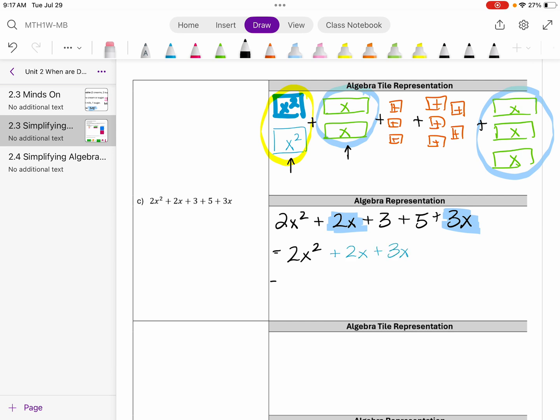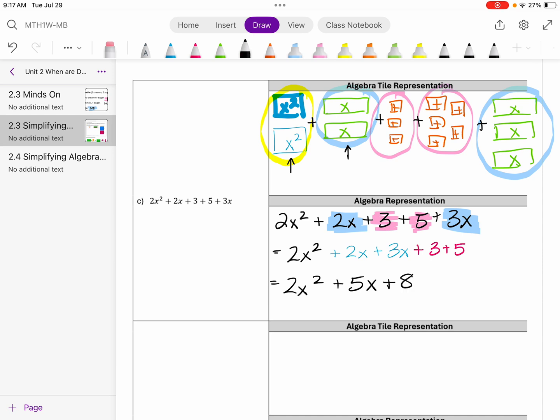And when I look at that, 2x squared plus 3x, that's going to give me a total of 5x. And then I have these 3 tiles and these 5 tiles. Those are like terms because they're the same shape. I've got my plus 3 plus 5, and plus 3 plus 5 gives me an answer of positive 8.